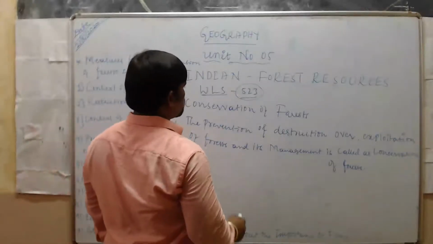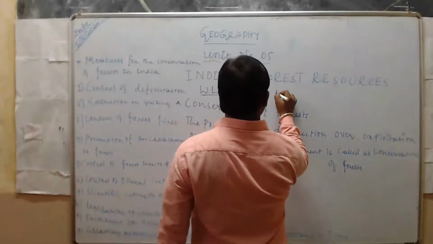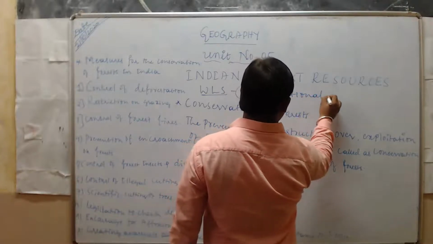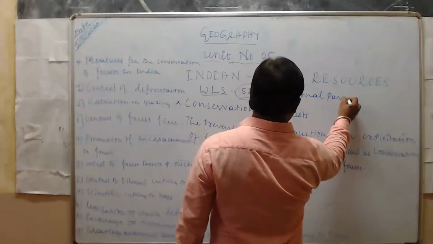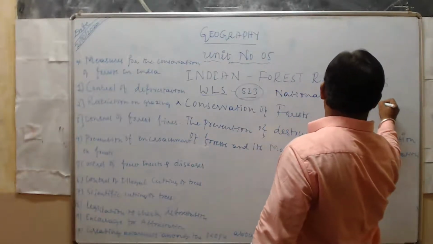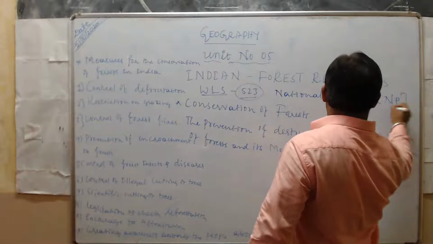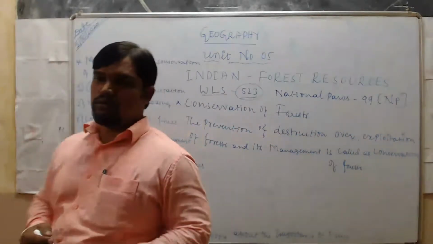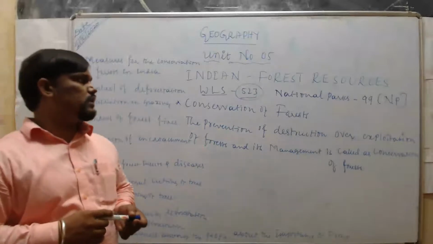523 wildlife sanctuaries are there, and how many national parks are there? There are 99 national parks in India. So, 523 wildlife sanctuaries and 99 national parks.